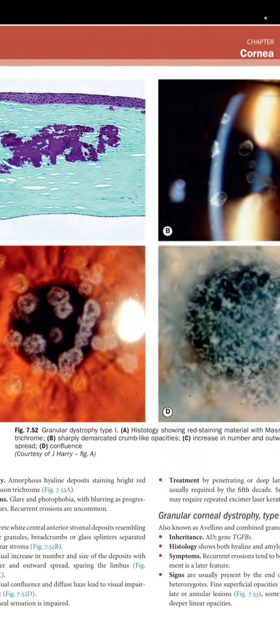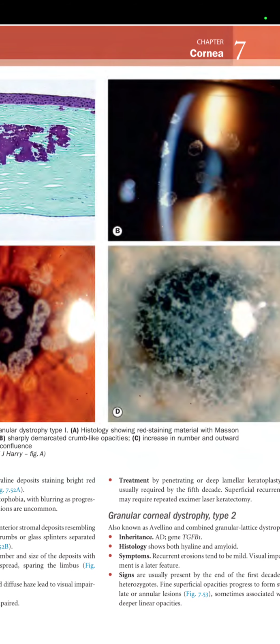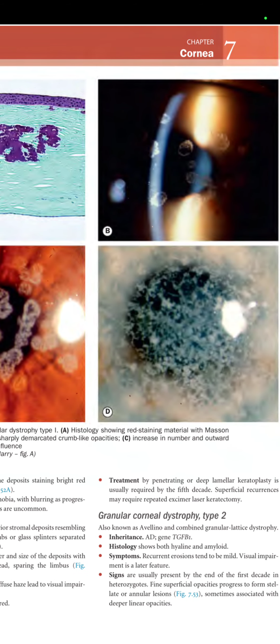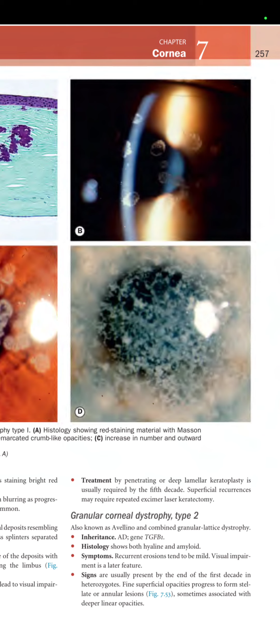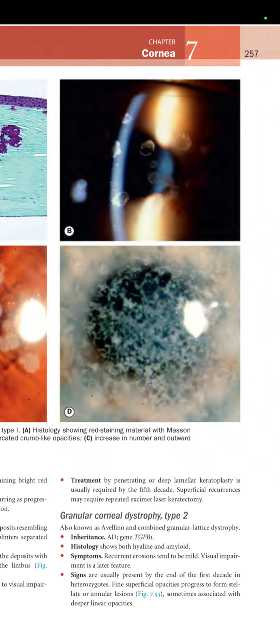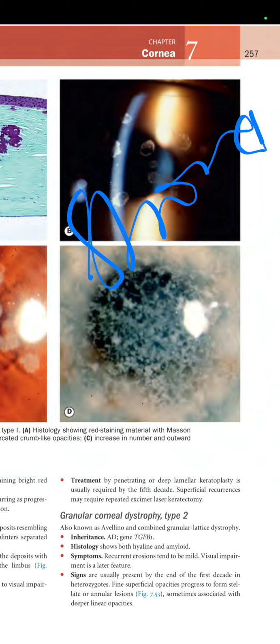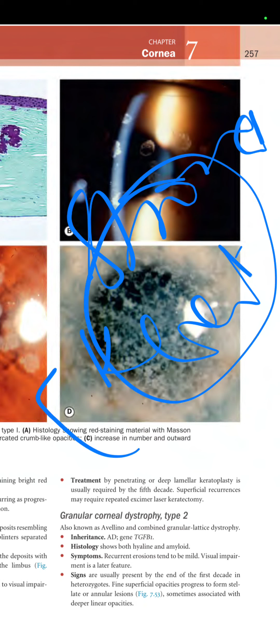Corneal sensation is impaired. Treatment by penetrating or deep lamellar keratoplasty is usually required by the fifth decade. Superficial recurrences may require repeated excimer laser keratectomy. So in a case of stromal dystrophy, you can always think about keratoplasty, because you have to remove the diseased cornea and put the healthy cornea in it.